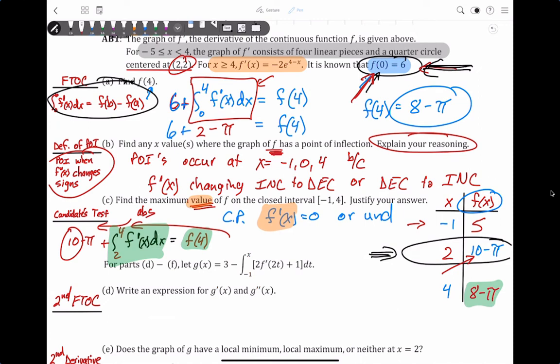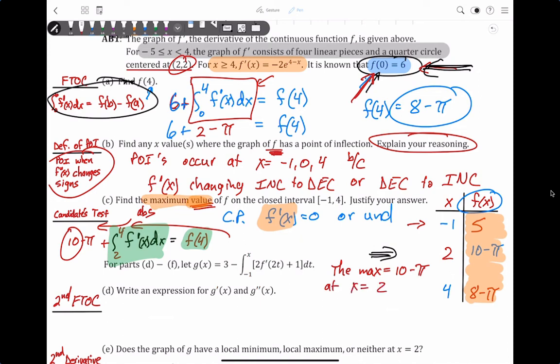Okay, so now I just have to look at these y values, and by themselves, as they sit, these y values right here, which one is the absolute maximum? Which one's the highest or the biggest value, if you will? Okay, so obviously the answer is going to be 10 minus pi. Okay, so you're going to say the max equals 10 minus pi at x is equal to 2.